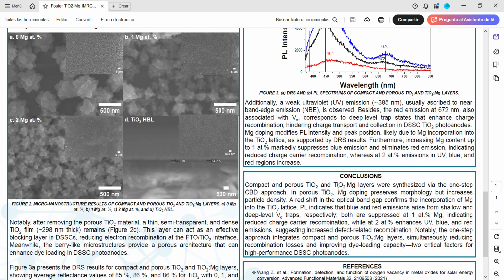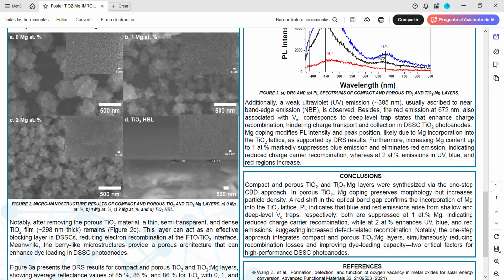In conclusion, compact and porous titanium dioxide and magnesium doped titanium dioxide layers were synthesized via the one-step chemical bath deposition approach. In porous titanium dioxide, magnesium doping preserves morphology but increases particle density. A red shift in the optical band gap confirms the incorporation of magnesium into the titanium dioxide lattice. Photoluminescence indicates that blue and red emissions arise from shallow and deep level oxygen vacancy defects, respectively.